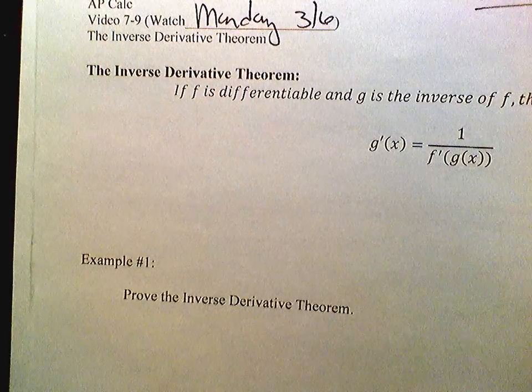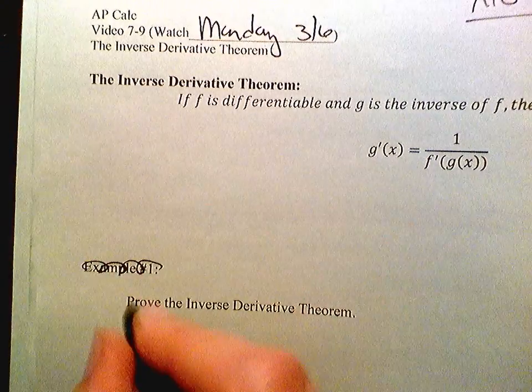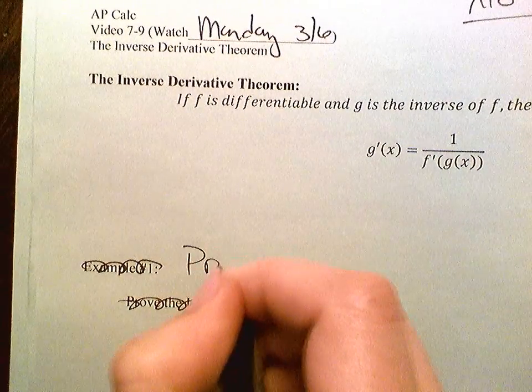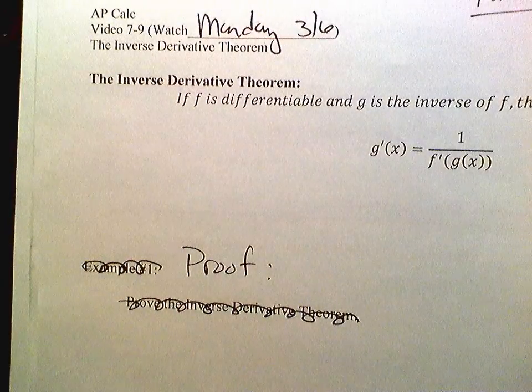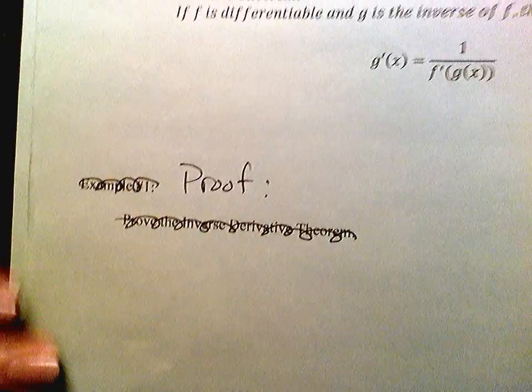Now last year, or maybe the year before, I just gave the formula without proving it, but the proof is really simple, so I crossed that off. I'll never have you prove it, but it's really easy to see where this comes from. So the proof goes like this.